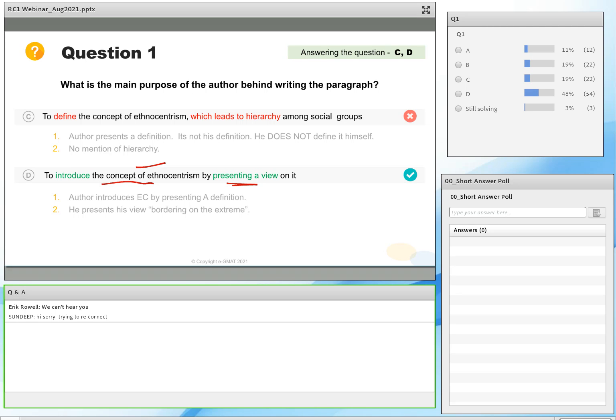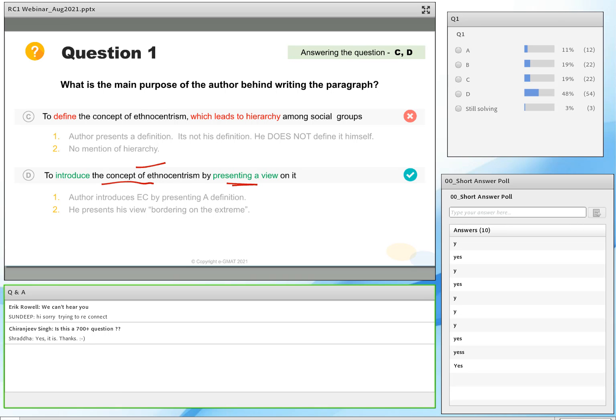Is this clear? Option D, 48% of you chose this, but for those of you who are not clear about why option D is the right answer, is this coming through? A quick example: if you come to my house for a party tomorrow night and I introduce you to a friend of mine, I'm just introducing you to this particular friend. I'm not telling you my opinion of this person. He might be a good person, he might be a very bad person. I'm not telling you that. I don't have to present my view to introduce something or someone. That's the core point for me.